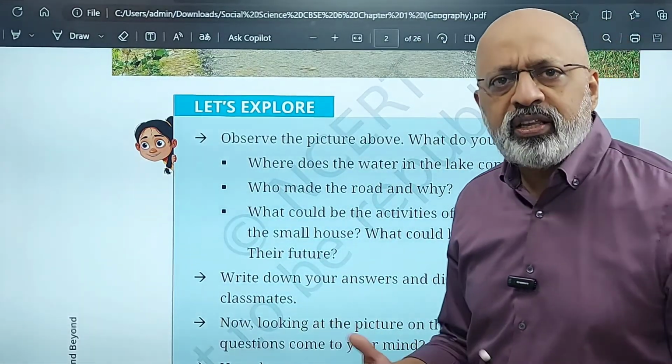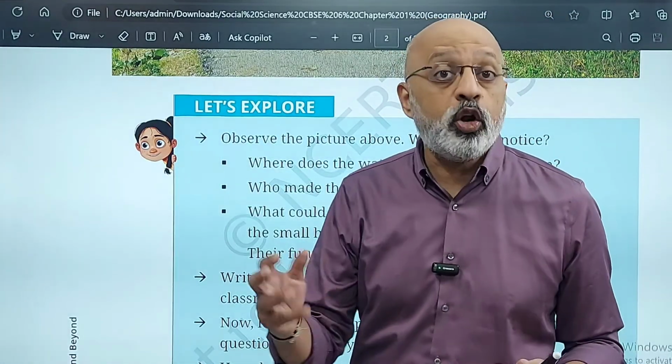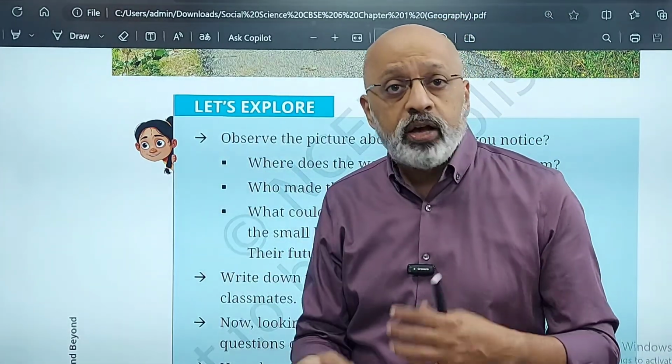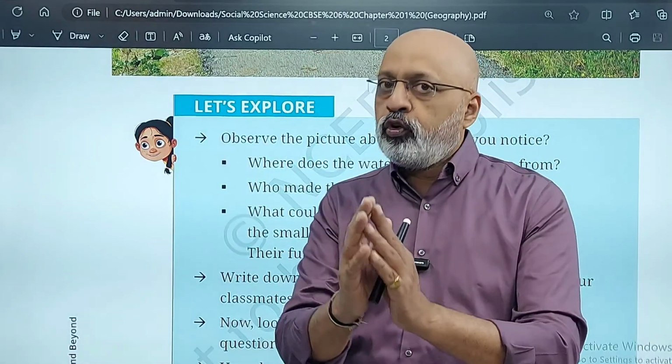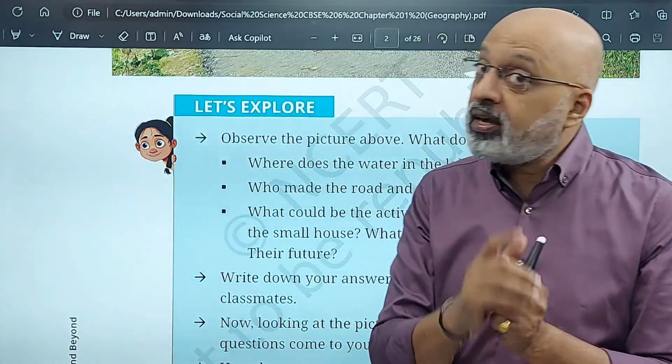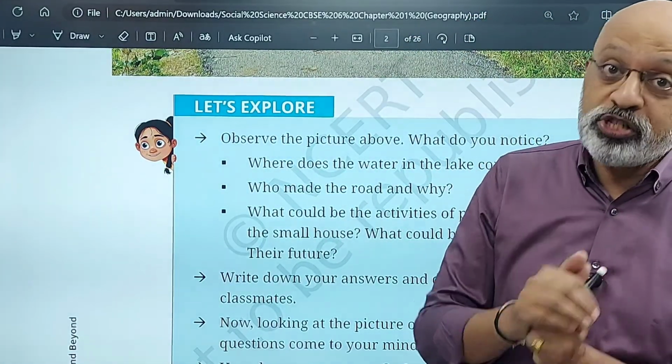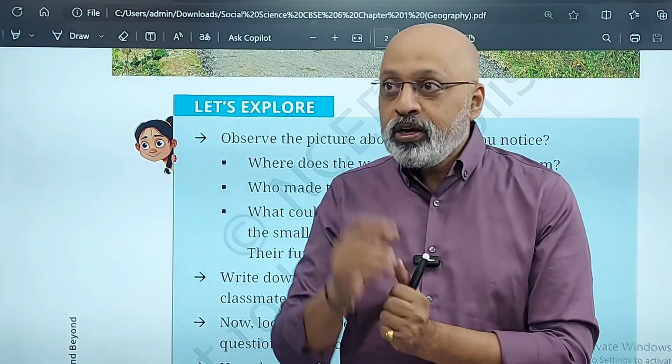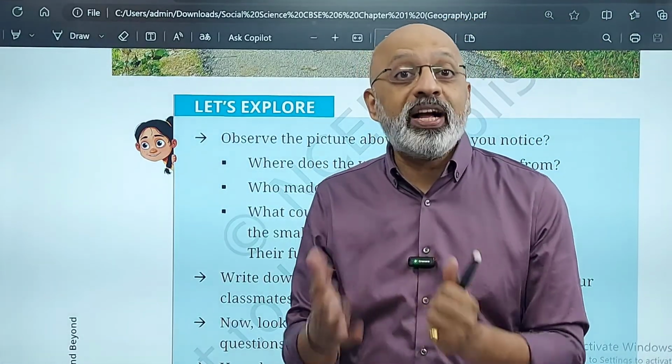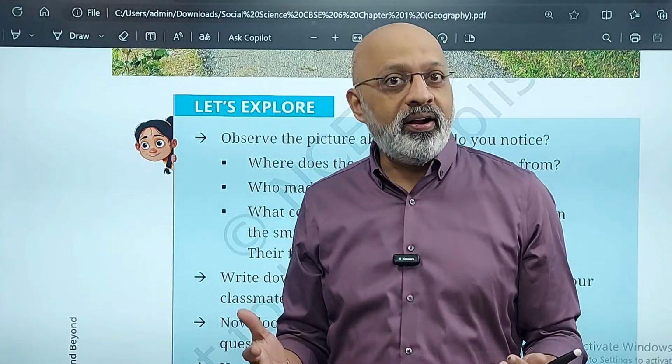They may have been living here, they may be migrants, कहीं और से आए होंगे, nomads होंगे जो कहीं और से आए होंगे. So you're just looking at a photograph and imagining कि क्या क्या हो रहा होगा उस जगह पर. Isn't that fascinating? You should be able to let your imagination run wild.